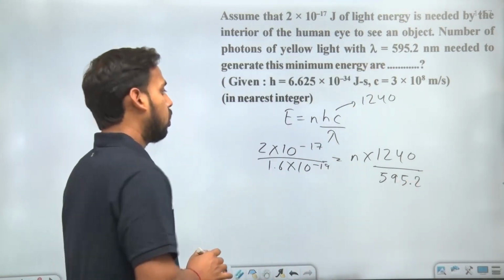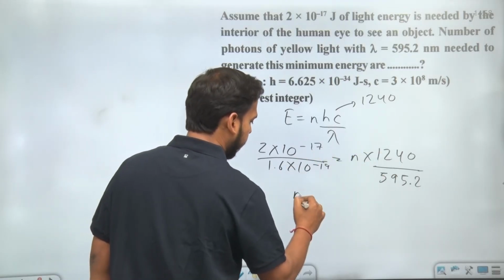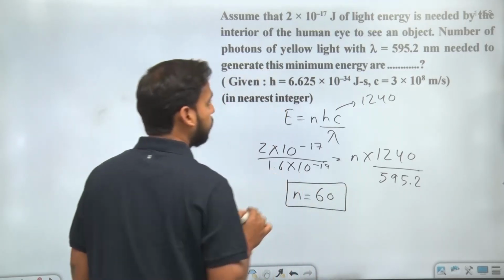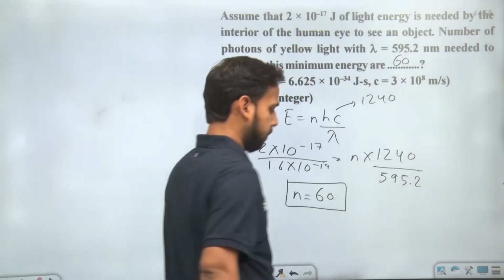595.2 nanometer. So when we calculate this value, from here we will get n equals 60. So our answer will be 60.